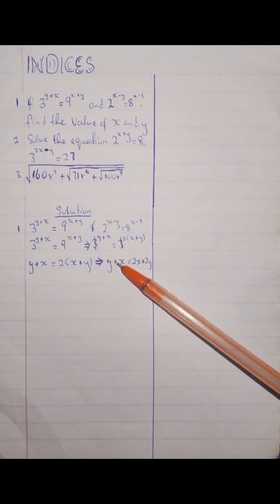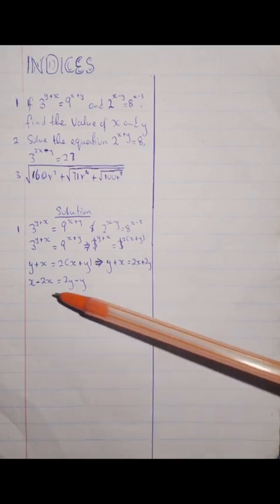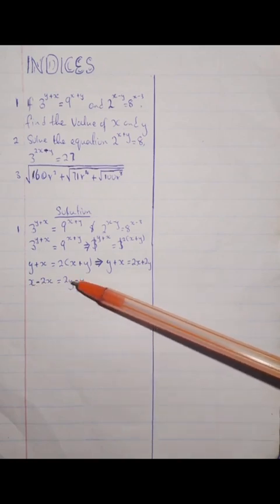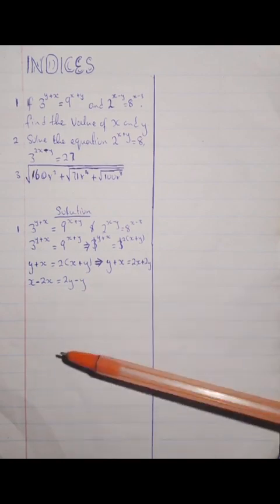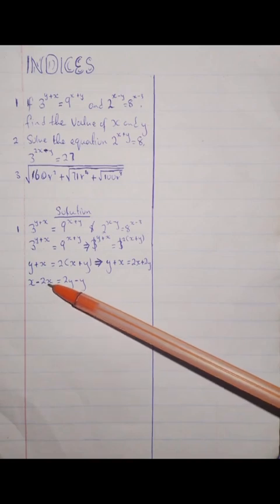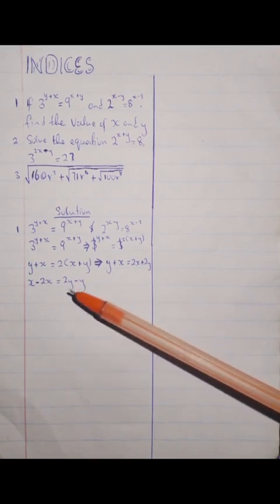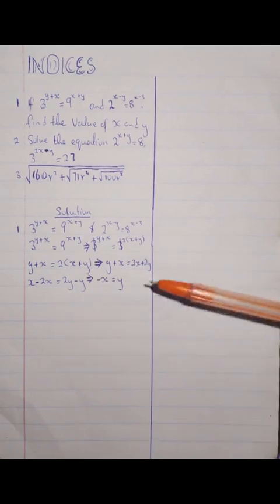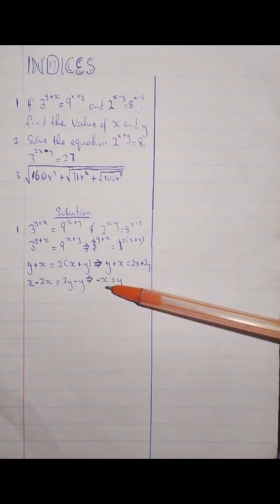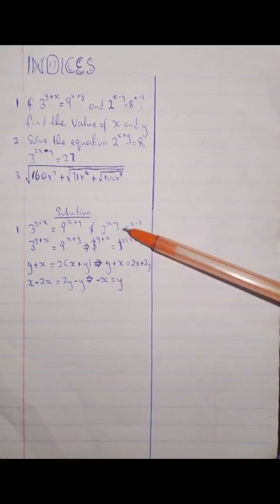So if we do this, we will be having x minus 2x equals 2y minus y. And if we solve correctly, x minus 2x is equal to what? Is equal to minus x, and 2y minus y is equal to y. So we'll be having minus x equals y. Now we've solved for this. Let's solve for this second term.